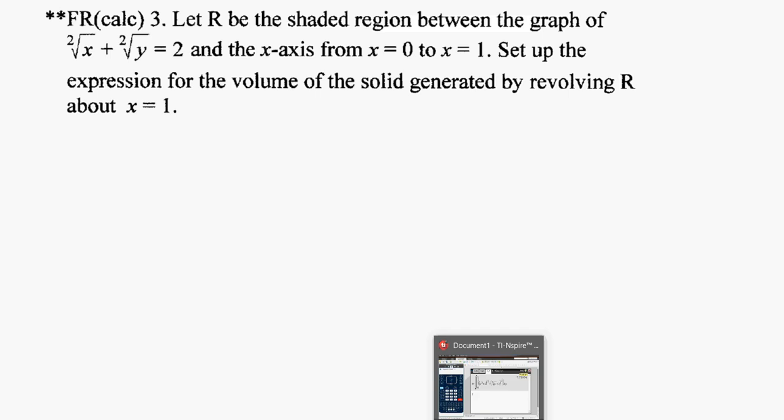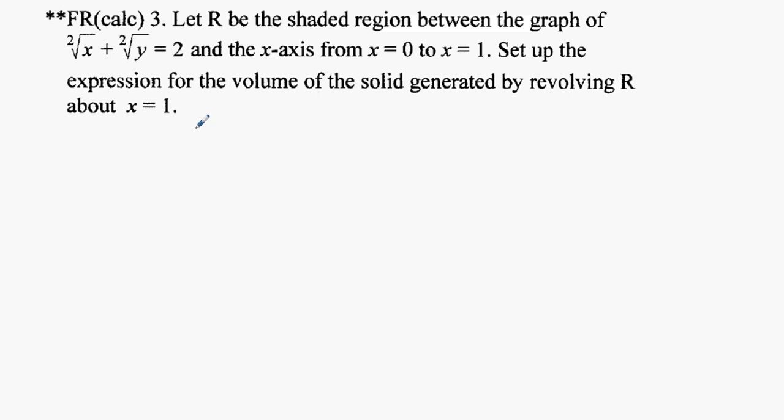Again, I happen to have solved this equation for y, and to do that, what you have is square root of y equals 2 minus square root of x. And so if you square both sides of the equation, you get y is equal to the quantity 2 minus square root of x, squared.